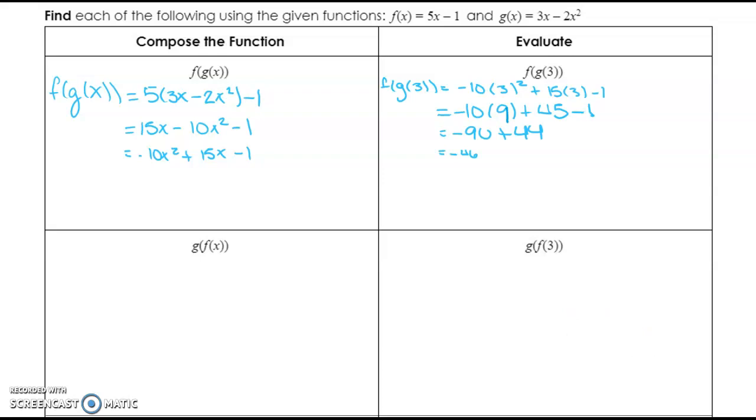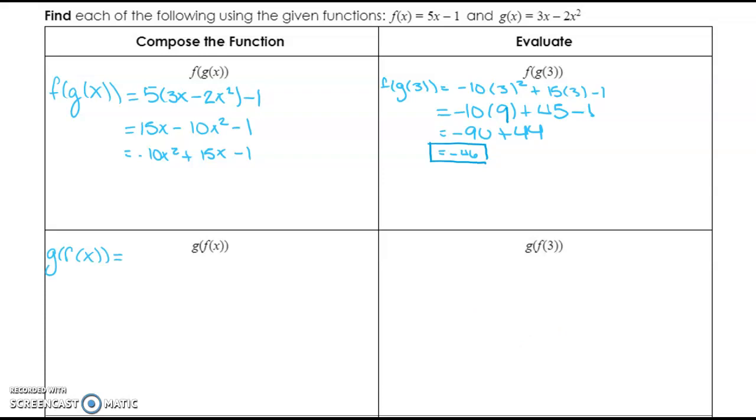So f of g of 3 is negative 46. And that is your answer. Okay, and now there are two different ways that we can do this. So I kind of want to show you both ways. So first, let's compose the function g of f of x.